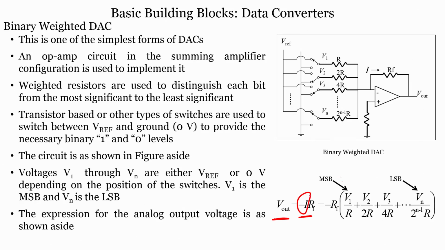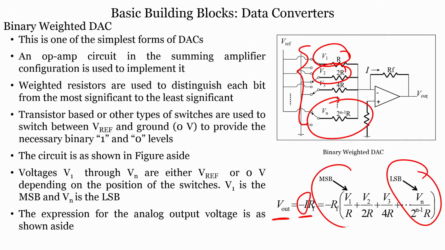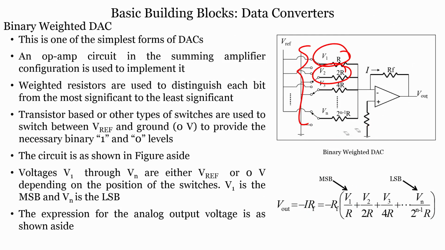Minus I would be nothing but the summation of all these voltages. So, V1 by R plus V2 by 2R, then V3 by 4R and so on until Vn by 2 raised to n minus 1 R. So, this is the least significant bit, this is the most significant bit. So, this is a weighted binary DAC.